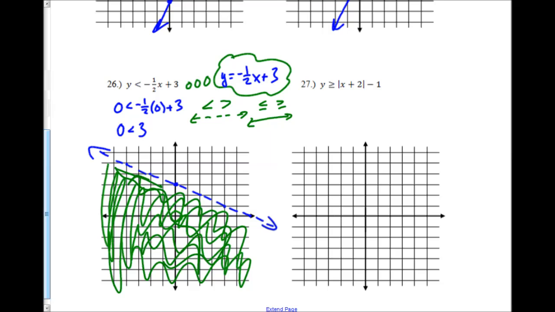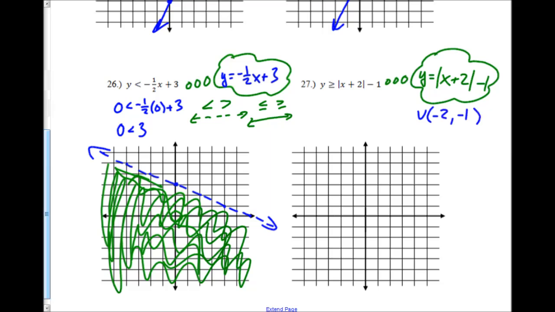For number 27, this is also an inequality, but it's an absolute value this time. So once again, I'm going to think of the linear component of this thing, which is just the absolute value, which is exactly what I did in the problem above this in number 25. I'm going to think about y equals the absolute value of x plus 2, minus 1. So I start off identifying the vertex. The vertex for this one is going to be (-2, -1). So I go -2, -1, which is right here.